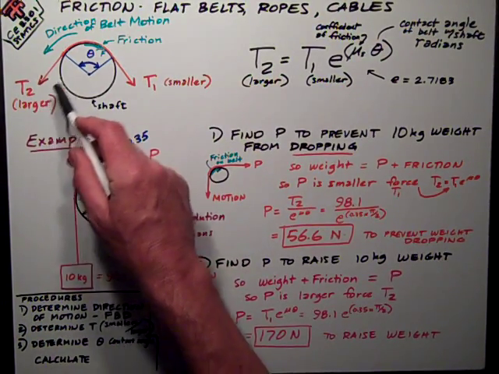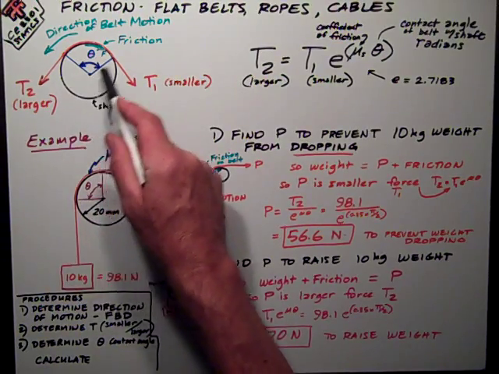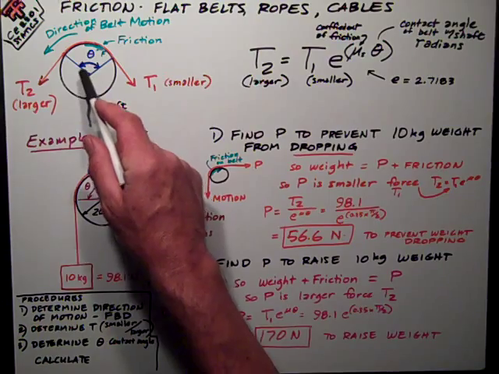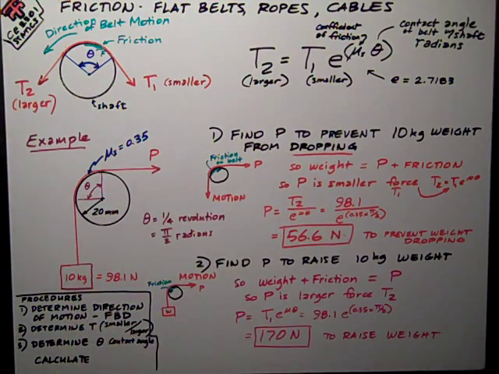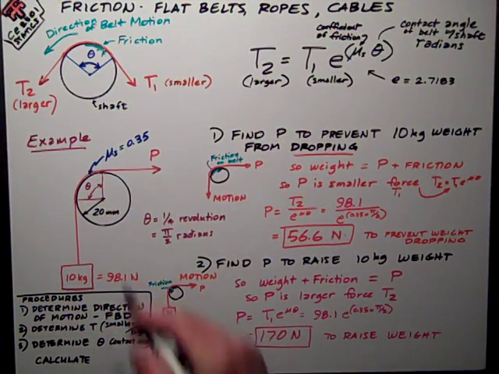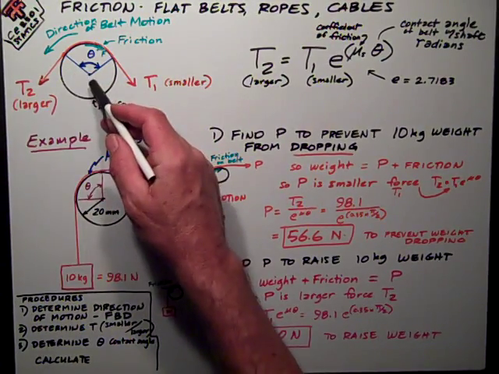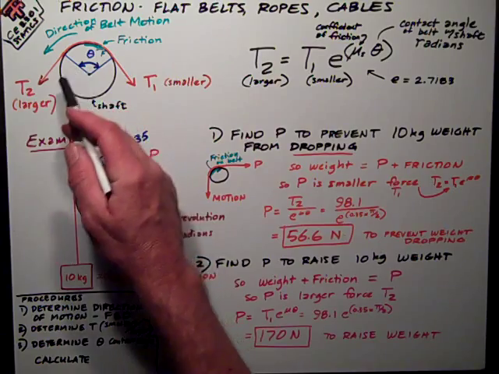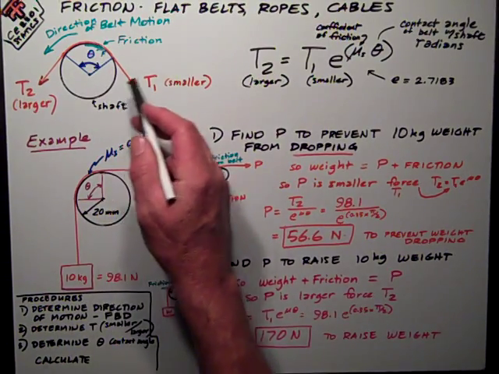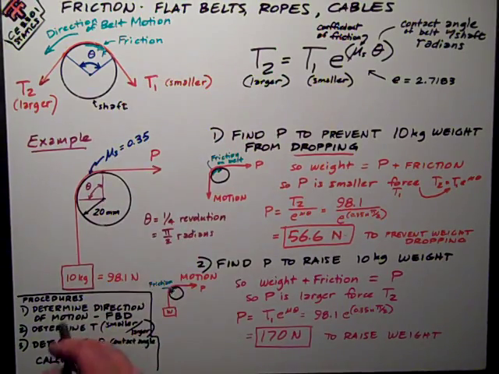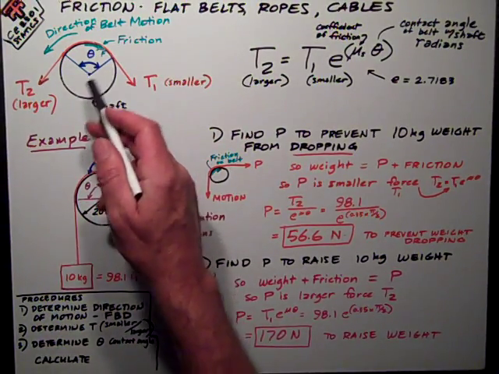And the angle of contact is this theta angle. The amount of contact area is an arc that the belt makes contact with the shaft. And then a very important aspect of it is the friction force between the shaft and the belt.